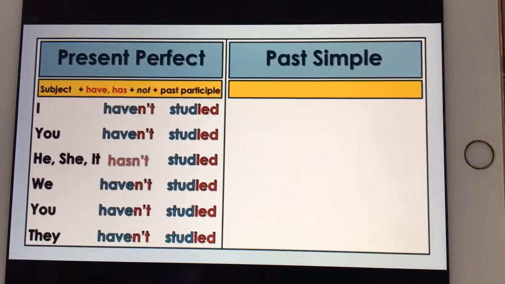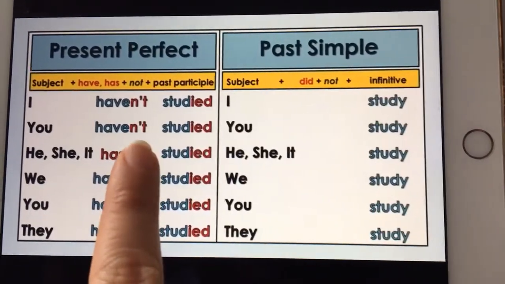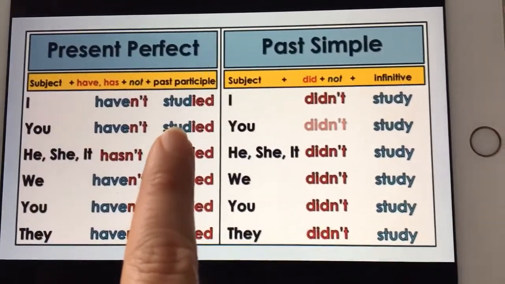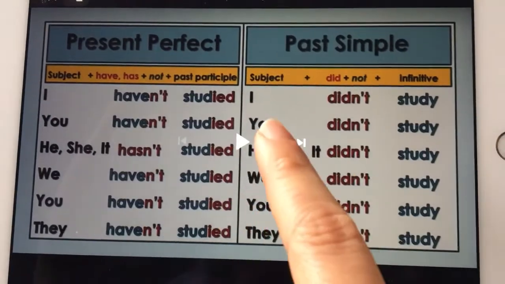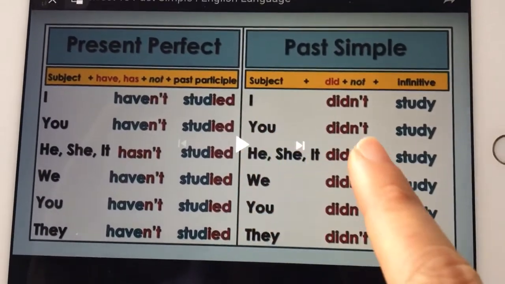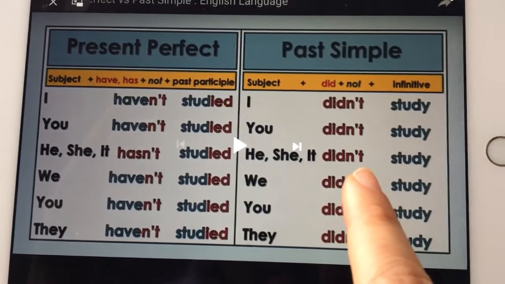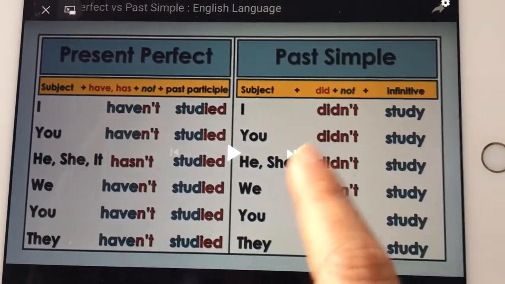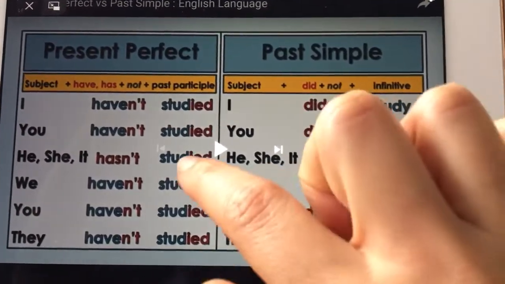This is for the negative form. Then again, the subject, have or has, and not, which could be, for example, I have not studied or I haven't studied. Whereas here, in the past simple, we just need the subject, did, plus not, plus infinitive, okay? We don't use two past forms together, okay? We already have this one, which is a past simple form, and now we use the infinitive.